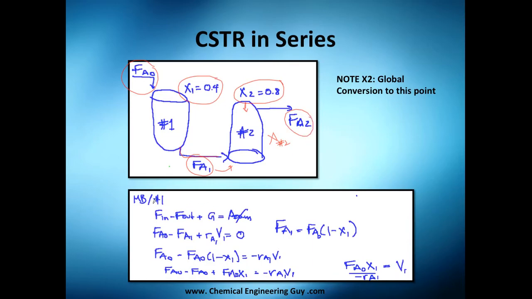Now let's do the mass balance on number 1. It's the flow going in minus the flow going out plus the generation equals the accumulation. We have no accumulation because it's steady state. The inlet of my first reactor is this one, the outlet of my first reactor is also this one, and my generation is this one because it's a CSTR. I'm going to substitute this data here.